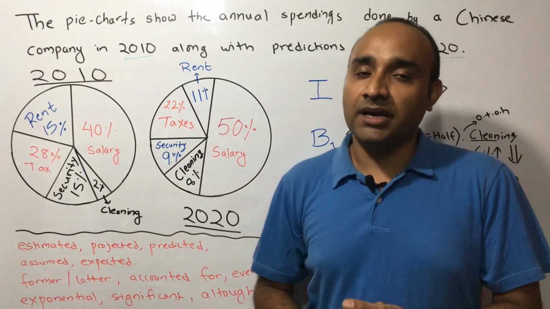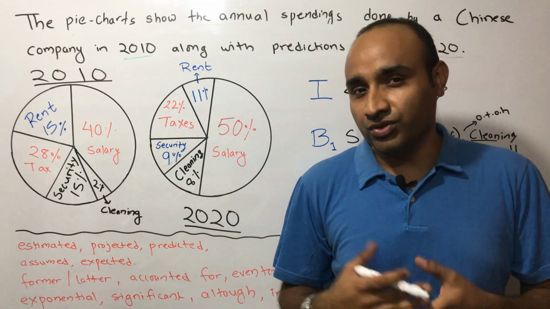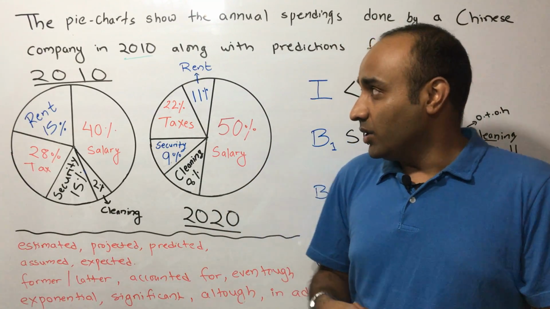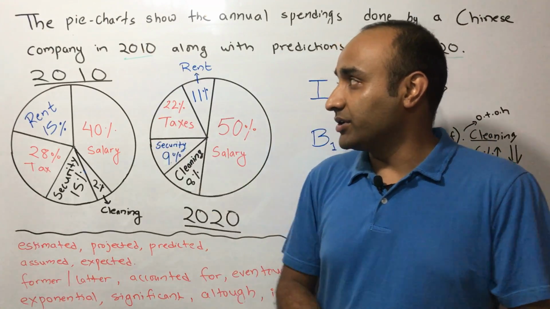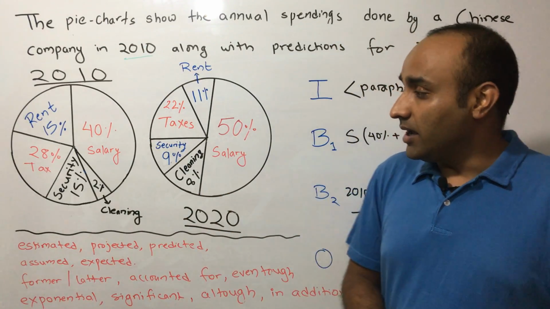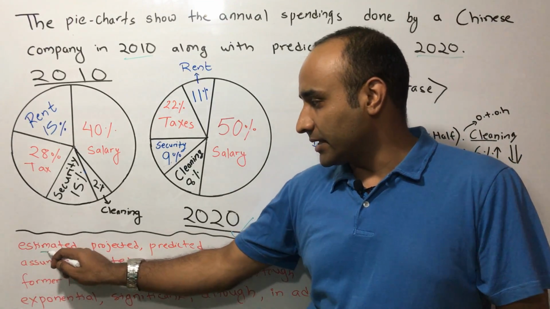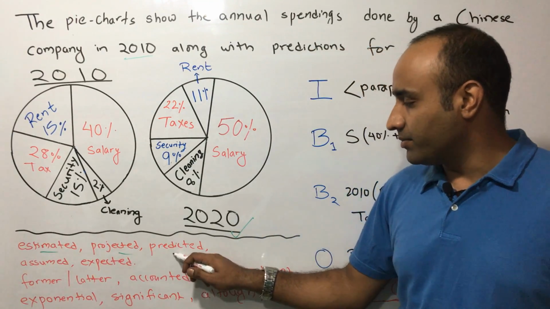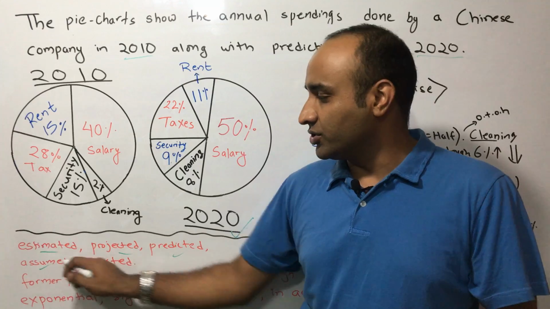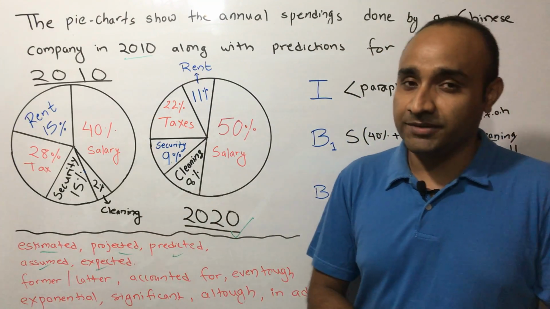What it means is I will be needing to use two different types of language. When I talk about this, I will be using past tense, and when I talk about this, I'm going to take help of words like estimated, projected, predicted, expected, assumed, and these kinds of words.